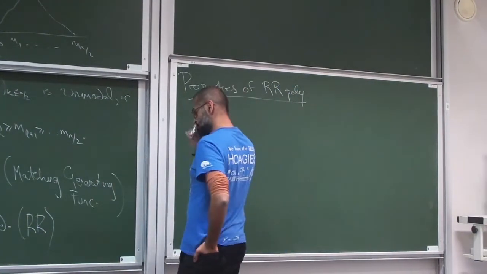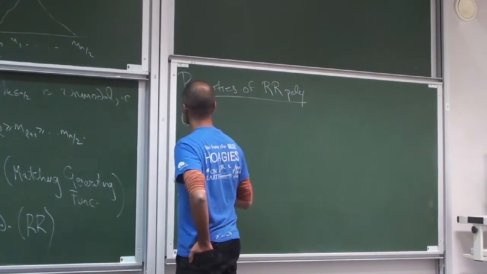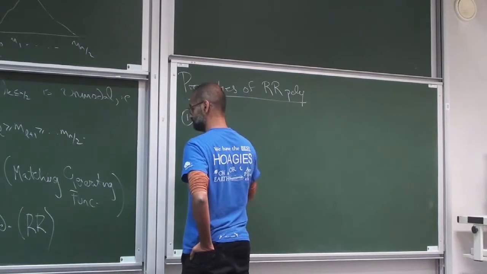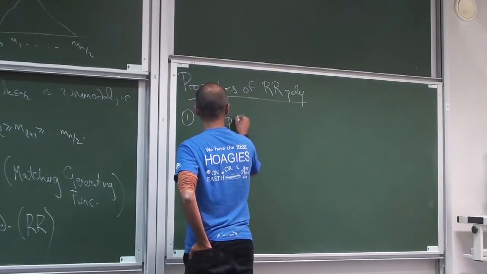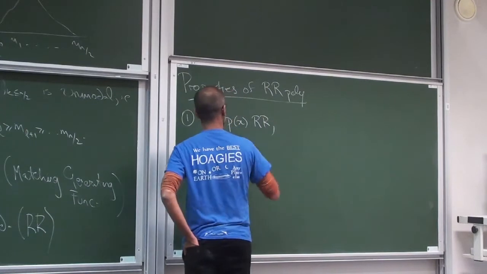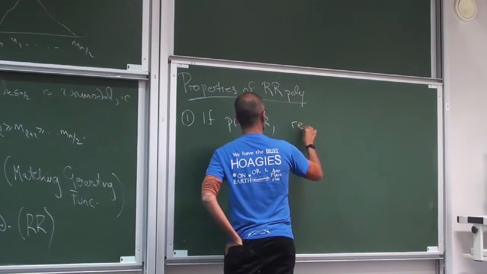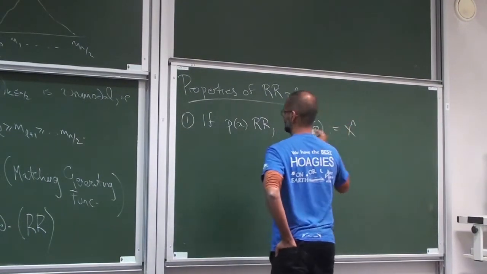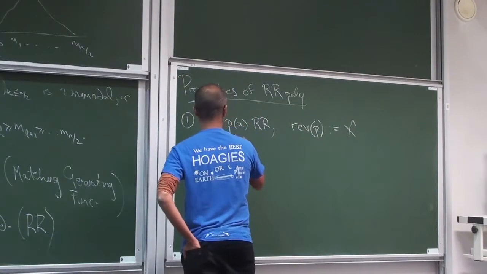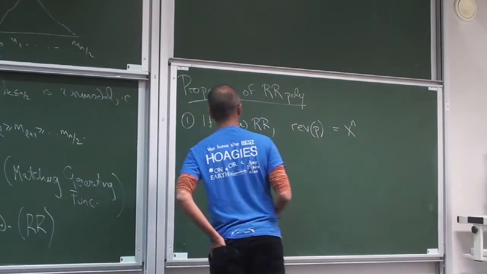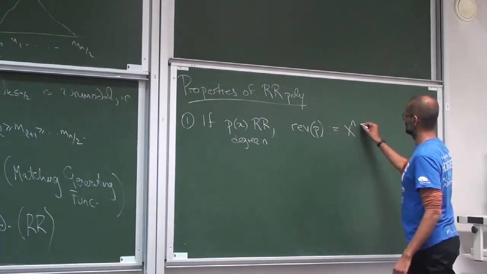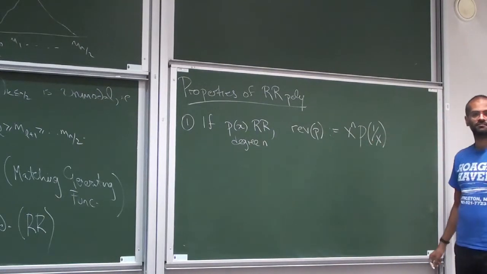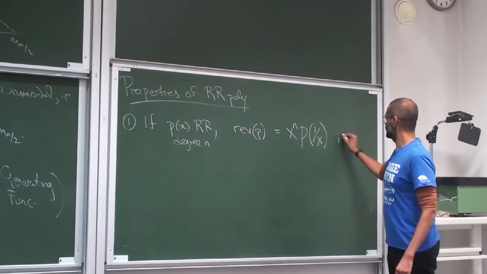Okay, so here's one property, which is kind of easy to check: if p of x is real rooted, then if I reverse the polynomial, let's call it rev of p. Let's say this polynomial is of degree n. If I have a degree n real rooted polynomial and I reverse it, that just means I literally reverse the coefficients. This is also real rooted.